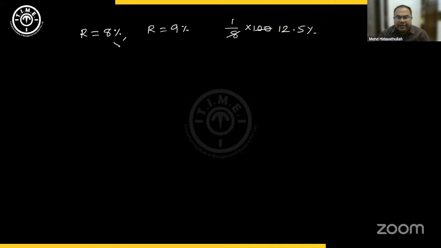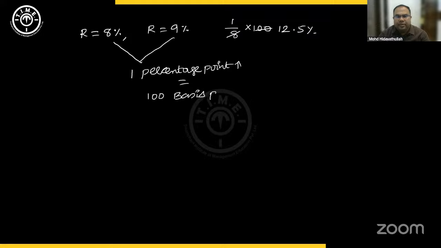Now, if you take the difference here and tell me, sir, it is 1, don't say percentage. You can take the difference, but it is called a 1 percentage point increase. 1 percentage point is equal to 100 basis points. Now, the rate of interest is 8%. Next month, it has become 8.5%.